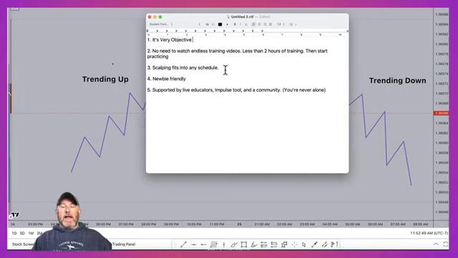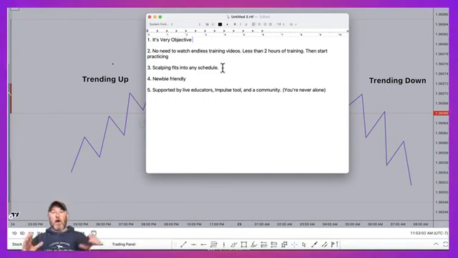Scalping fits into any schedule. I don't care how busy your life is, scalping can fit into it because you're simply popping in on a 1 minute or 5 minute chart, grabbing a couple moves, and you're out of there. All right, and we've got a software that's going to help you make it really quick by identifying exactly what to look at, or it may even let you know, don't trade today. The market's not ready, right? And this is awesome for new people.